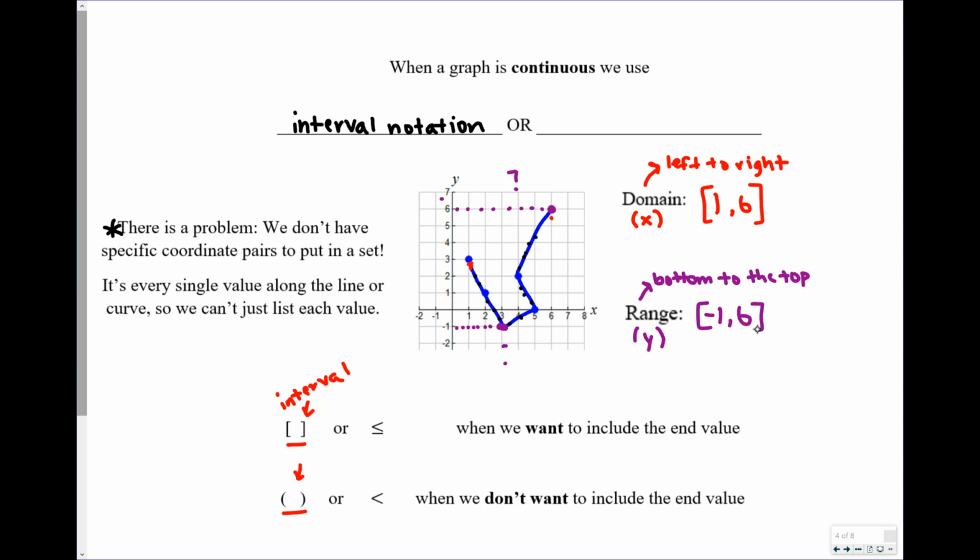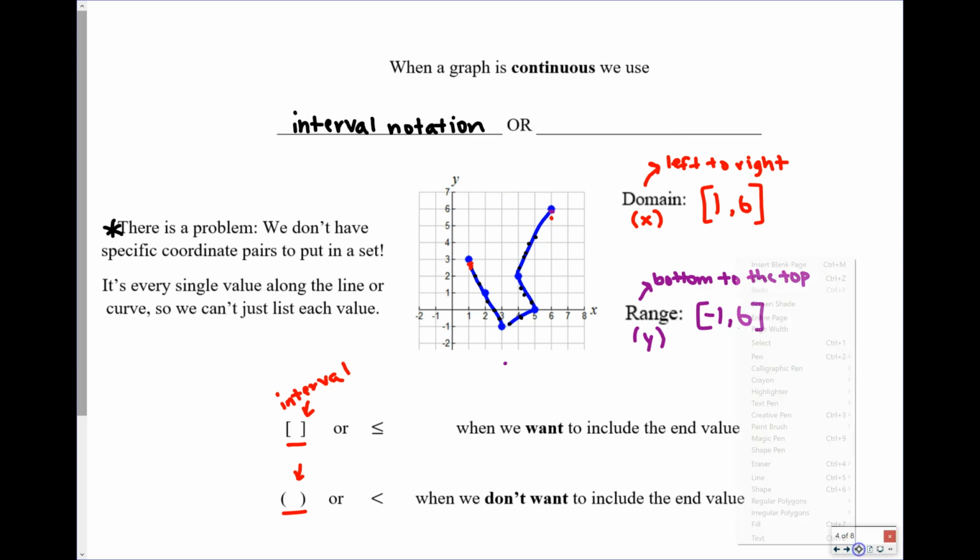Okay. So notation's the same for domain and range. We're just having to twist our minds from left to right and then twist our minds from bottom to top, which can be really, really challenging for your brain to do. Okay. So that's one way we can do domain and range and interval notation.